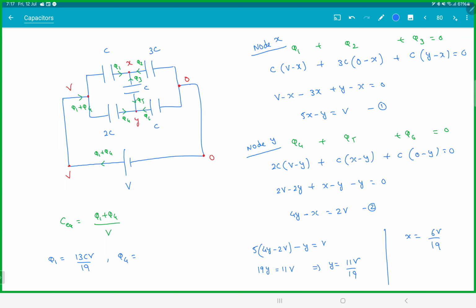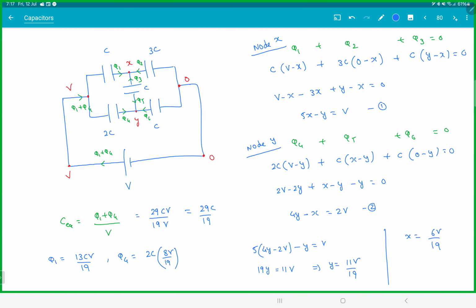Q4 would be 2C into V minus Y. That is 19 minus 11, 8V by 19, times 2 is 16. And we have to add these two. 16 plus 13, 29. This is 29 CV by 19. So C equivalent is 29C by 19. Yeah, looks right.